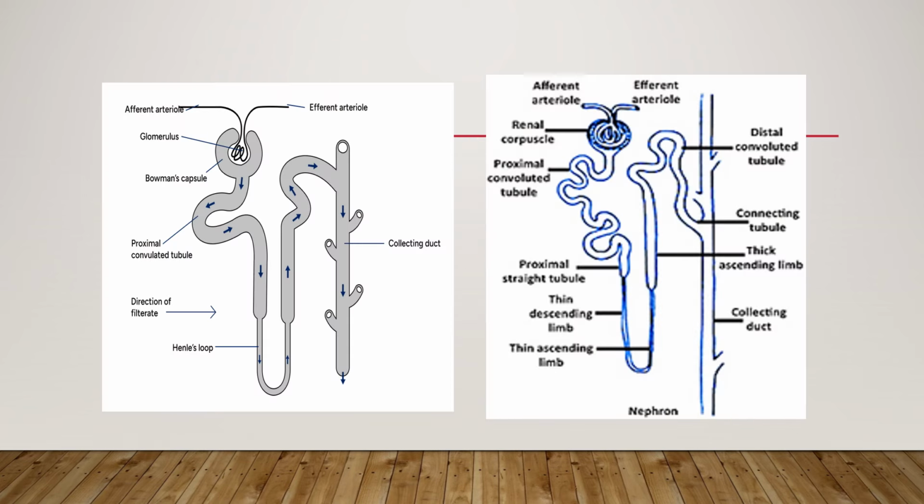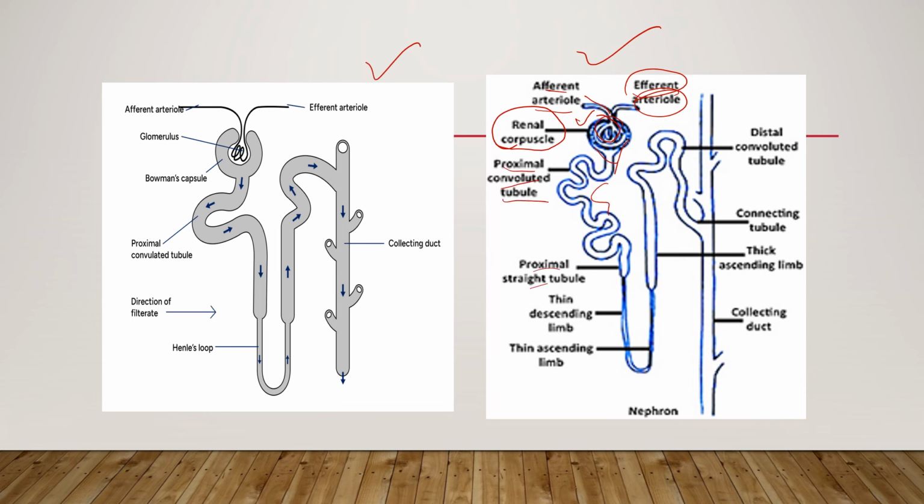So I have taken two nephron structures here. Let us see the right one. Here see the renal corpuscle. This constitutes the Bowman's capsule and the glomerulus. The glomerulus has the afferent arteriole and the efferent arteriole. Now from the glomerulus, what is arising? The proximal convoluted tubule is arising.